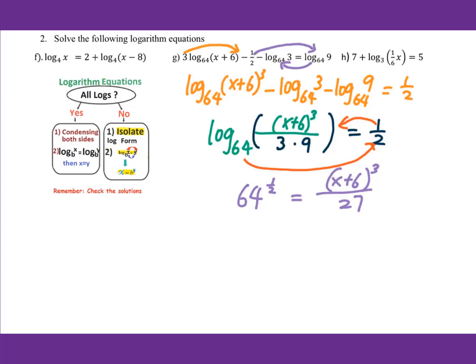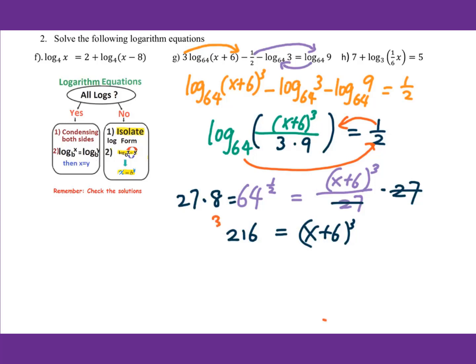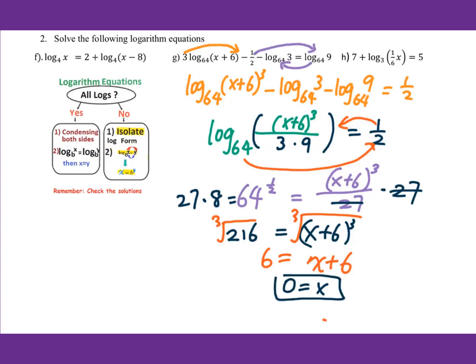64 to the 1/2 power, this will be 8. So we multiply by 27 both sides. You will get 216 equals (x plus 6) to the third power. Then we do cubic root both sides. You will get x plus 6 equal to 6. Then subtract 6 both sides, you get x equal to 0.